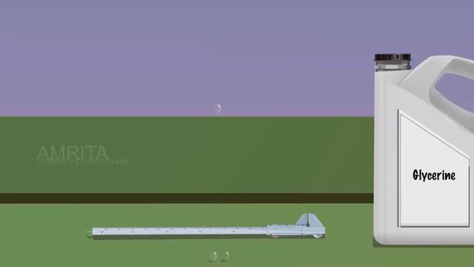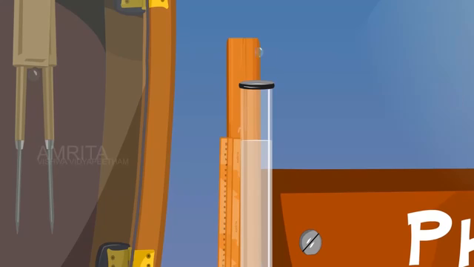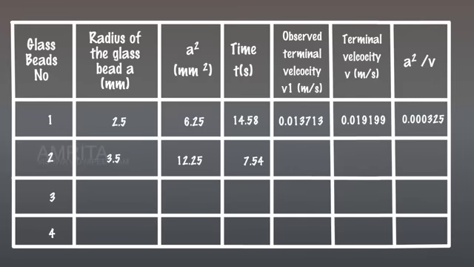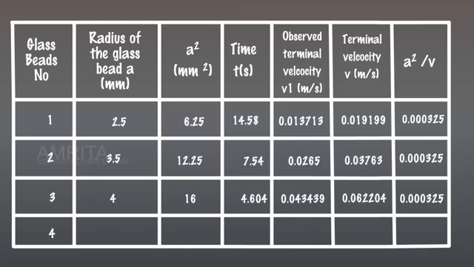Now, take another bead of diameter 7 millimeters and note the time taken to travel the distance 20 centimeters. Record the values in the tabular column. Repeat the experiment with beads of diameters 8 millimeters and 9 millimeters and record the values.